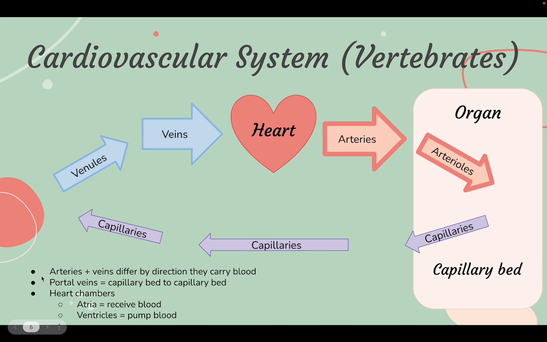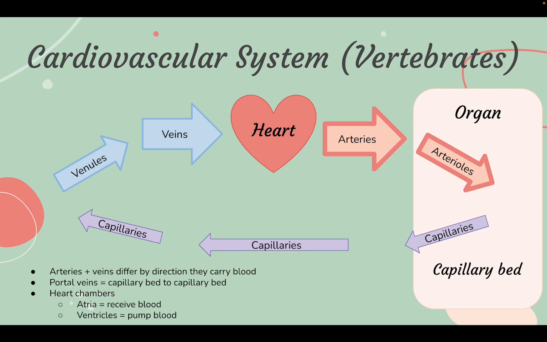So, just some notes. Arteries and veins differ by the direction they carry blood. In humans, with the exception of the pulmonary artery and the pulmonary vein, arteries and arterioles are going to carry more oxygenated blood than venules and veins.